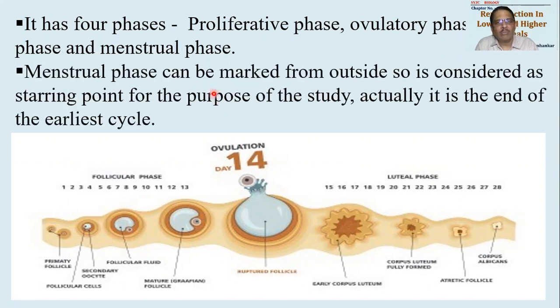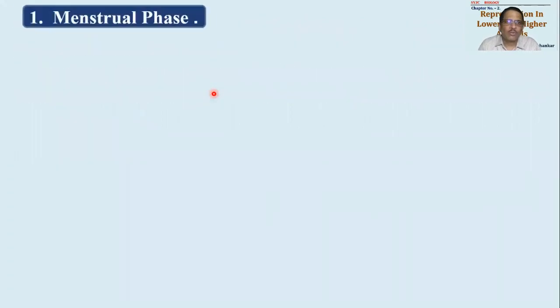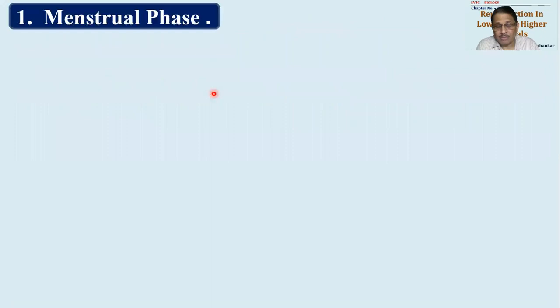Okay. For study purpose, menstrual phase can be seen from outside or can be marked from outside. Whenever there is a bleeding through uterus, we can say yes, the earlier cycle has ended and new cycle is beginning. And that's why for study purpose, we will be starting our cycle for study from menstrual phase and will return up to the menstrual phase only. So first stage to study: menstrual phase. Menstrual phase, remember, is actually a last phase of menstrual cycle.